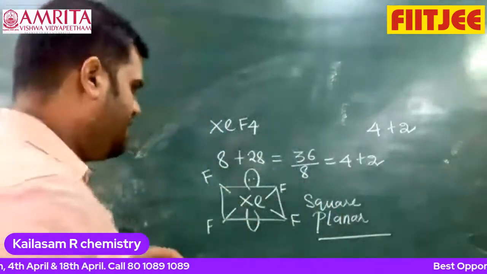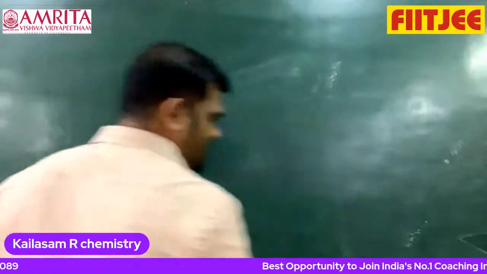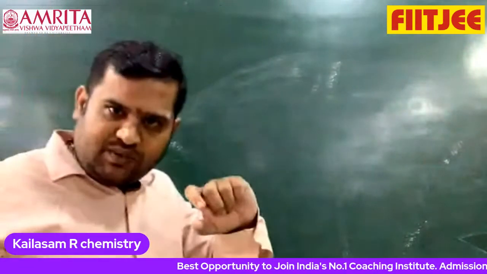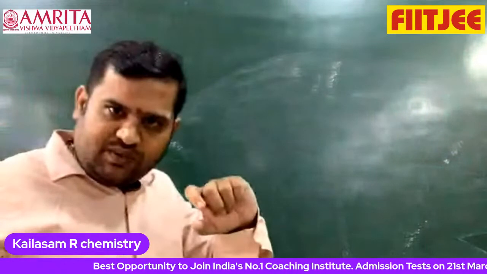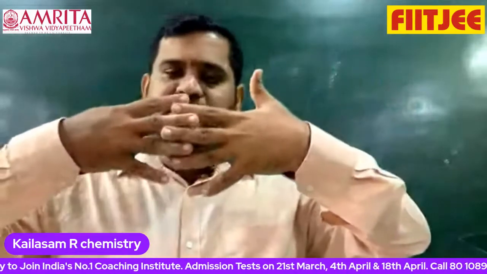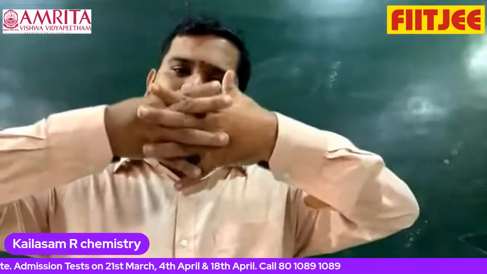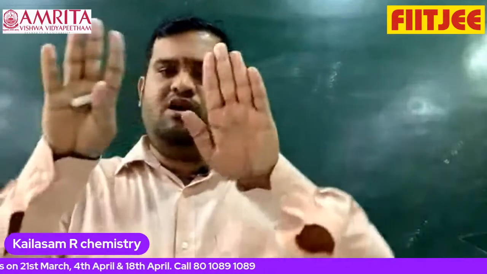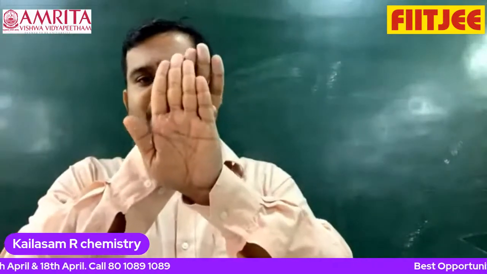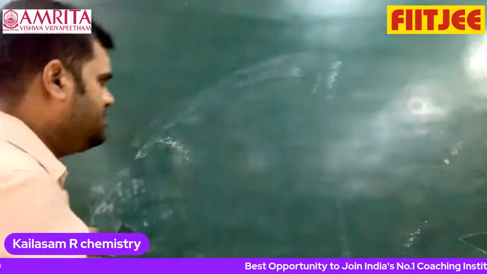Now let us take that. How is the intermixing? There are two types of overlapping. One we can say is sideways overlapping, and the other is head-to-head overlap. This is called head-to-head overlap. It forms a sigma bond. When sideways overlap, what is going to form? The pi bond. Look at this. I am going to show how the sigma bond is going to form.